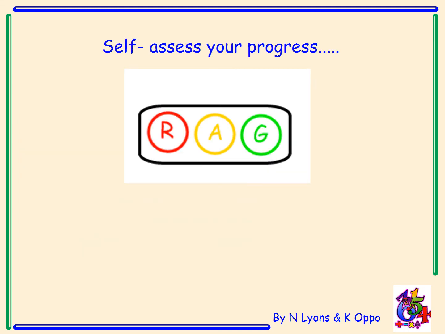So now time to self-assess your progress. Has this made any sense at all? If not, tick red. If you're okay with using examples, tick amber. And if it's fine, you've understood it, tick green.